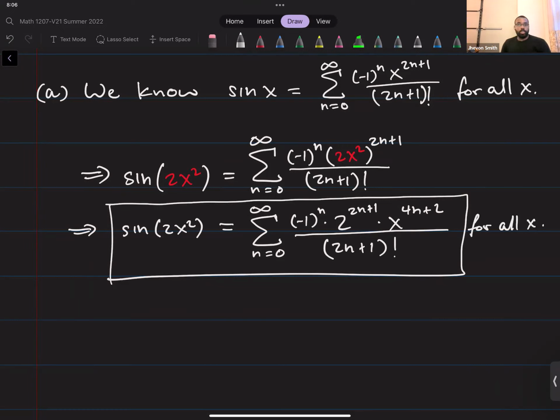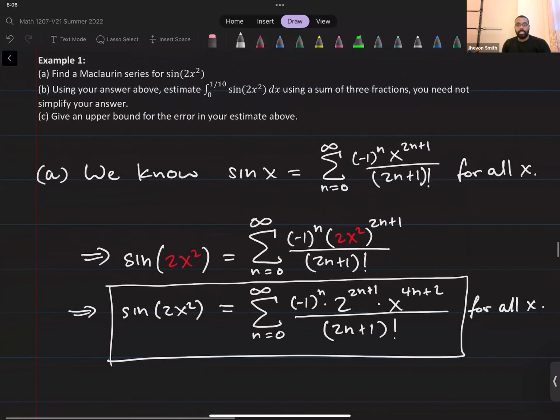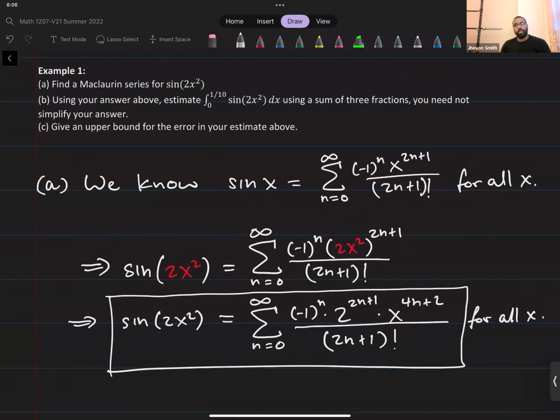And that's part A. Just use the fact that we know what sine is as a power series and just replace the x with the thing. So it's kind of like a substitution, but you don't need the dx to work out. You can just literally do a substitution. That's the new function you're doing now.